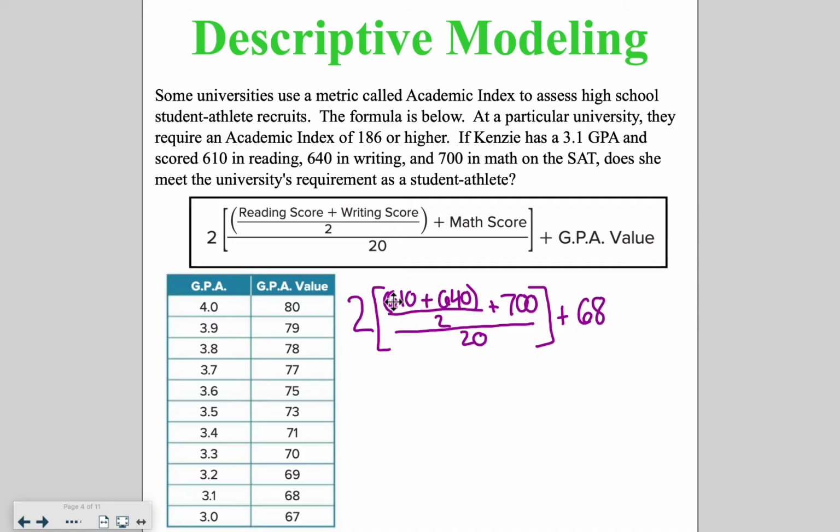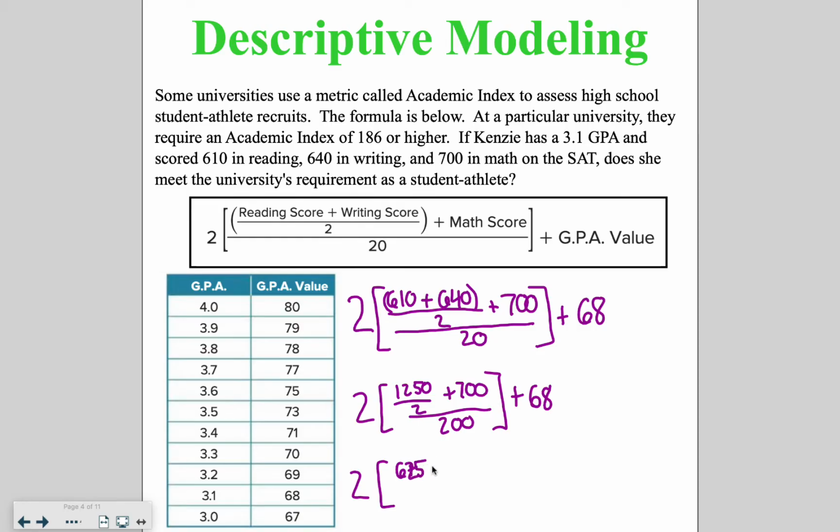So first we're going to do PEMDAS. So 640 plus 610 is going to give us 1,250. That's still going to be divided by 2 plus 700 over 20 plus the 68. Then I'm going to go ahead and do the fraction part. So I've got 1,250 divided by 2, which is going to give me an answer of 625 plus 700 divided by 20 plus 68.